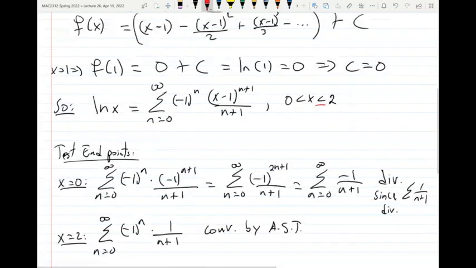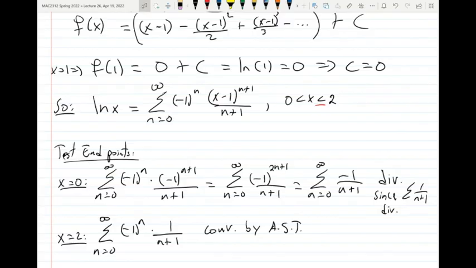So for example, if you wanted ln of 2, you could probably do it with this, okay? But is it a good idea to use this power series approximation for ln of 2? Maybe not, because 2 is the endpoint of the interval of convergence.